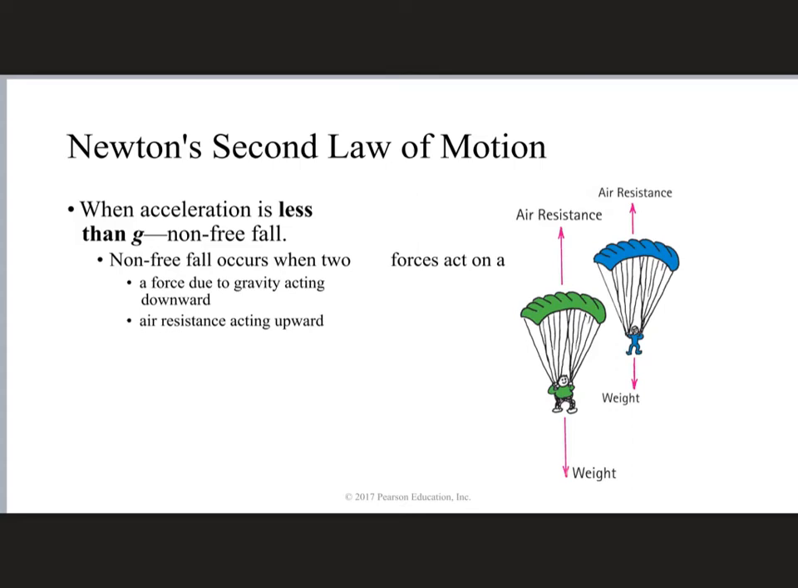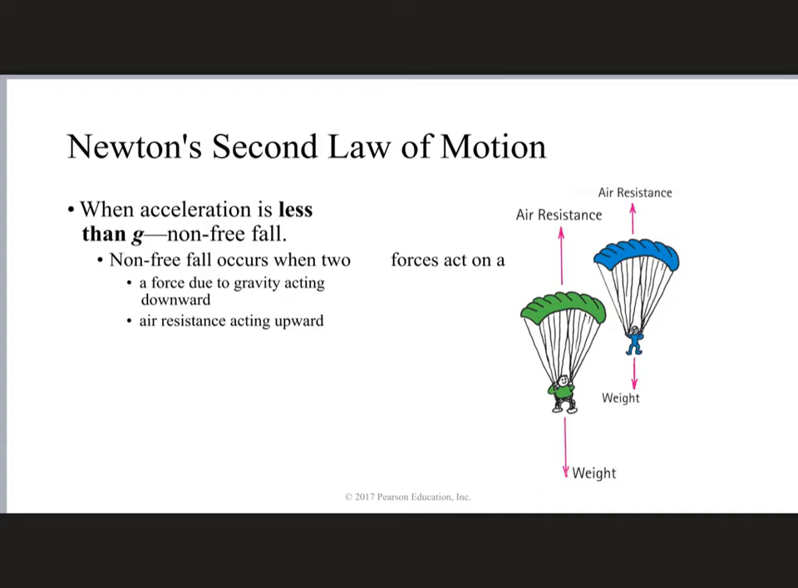Okay, so we want to pick up where we left off. We were talking previously about falling objects, but we were ignoring the effects of air resistance. If something is falling through the air and air resistance is acting on it, then its acceleration is going to be reduced. It's going to have a lower acceleration. And the bigger the effect of air resistance, the more reduction in acceleration that you get.